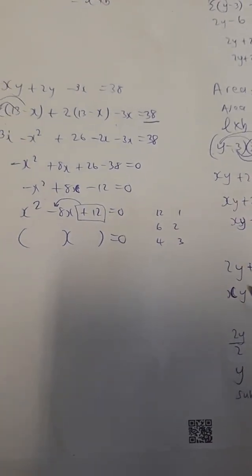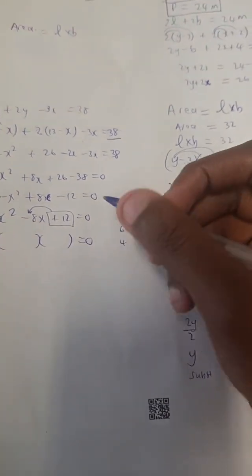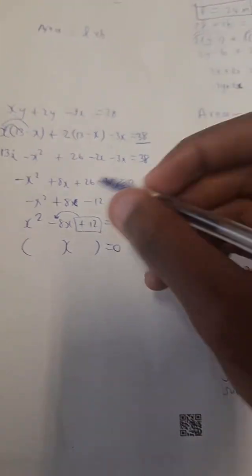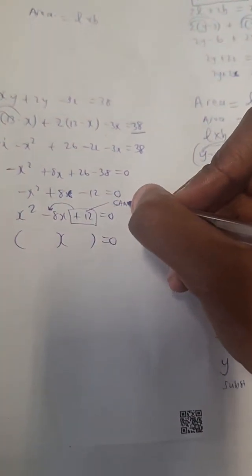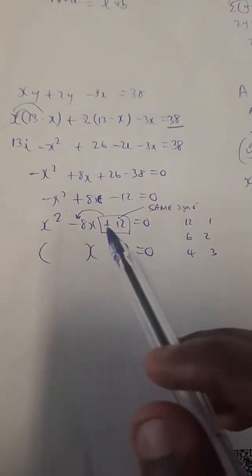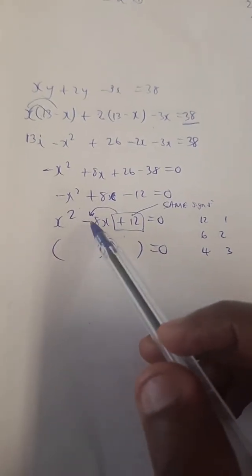Hi, Junior. How can this be physics? Hi, Junior. Hi. Then remember, positive means same signs. So the same signs according to the sign of the middle term.